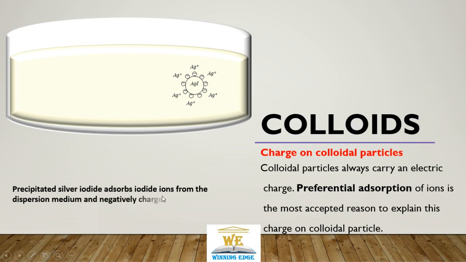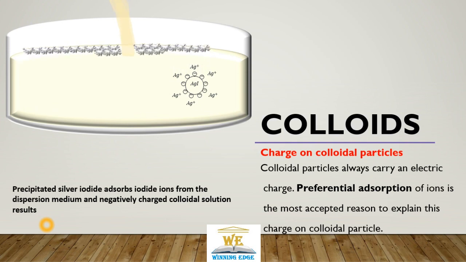Precipitated silver iodide adsorbs iodide ions from the dispersion medium, and we get negatively charged colloidal solutions. If they adsorb silver ions, we get positively charged colloidal particles. That's what we get. If we add electrolyte, probably these charges can be neutralized and precipitation does occur.